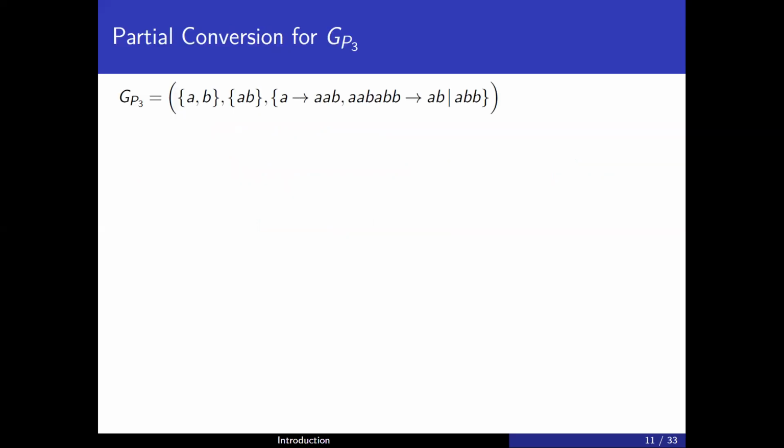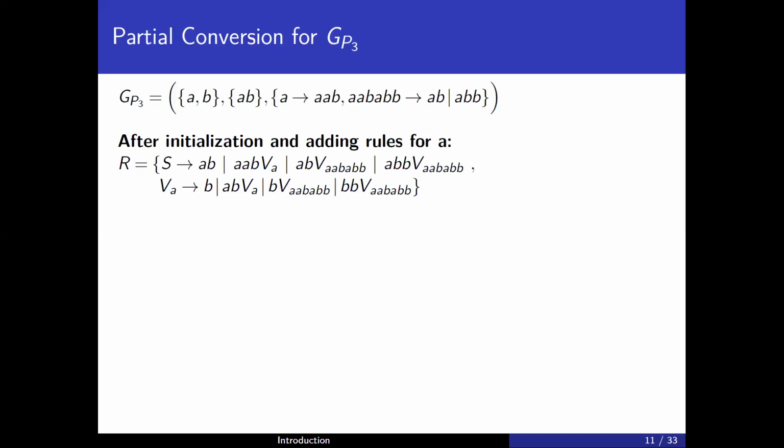Let's take a look at another prefix grammar so that we can see derivations where we have more than just a single step. We'll fast forward to after we've done the initialization and after we've added rules for the non-terminal VA. So now we're searching for strings with the prefix AAB, ABB.